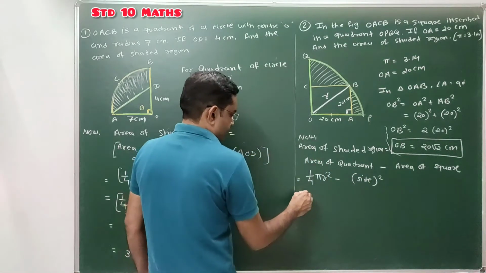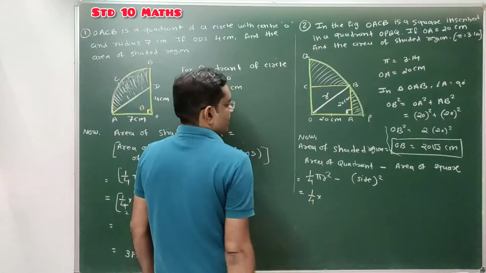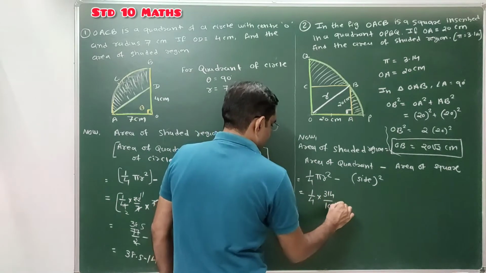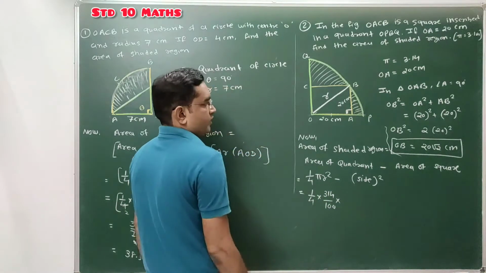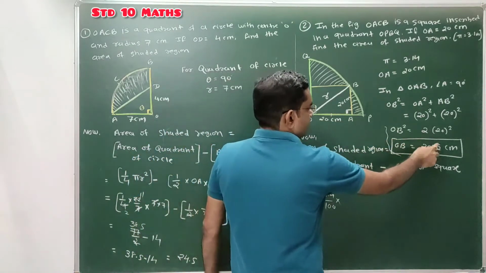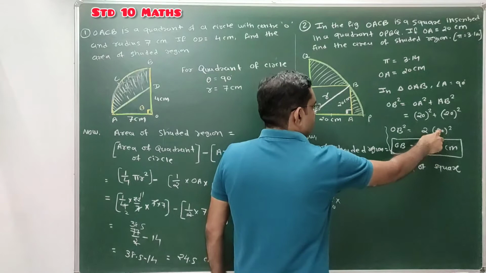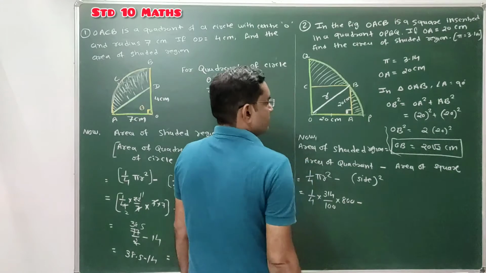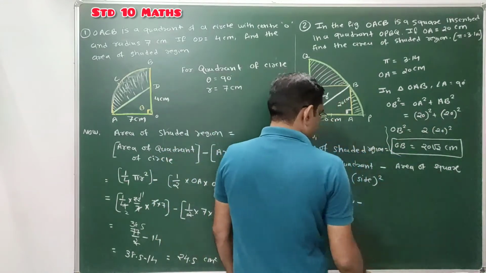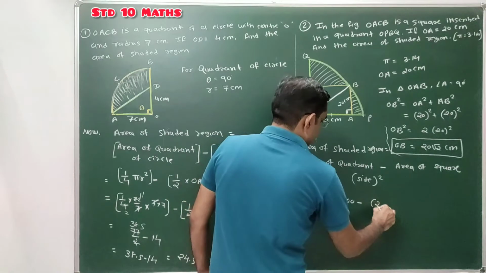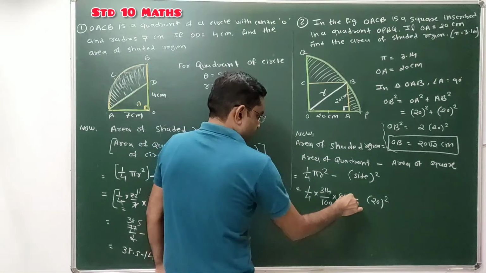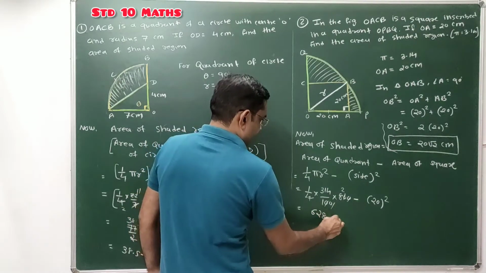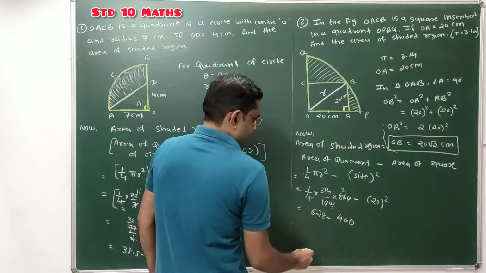Side square. This is equal to 1/4. Here we are given pi equal to 3.14. It's 314/100 into r square, 20√2 square. It's 400 into 2, 800, minus side 20, so 20 into 20. So this is equal to 628 minus 400.